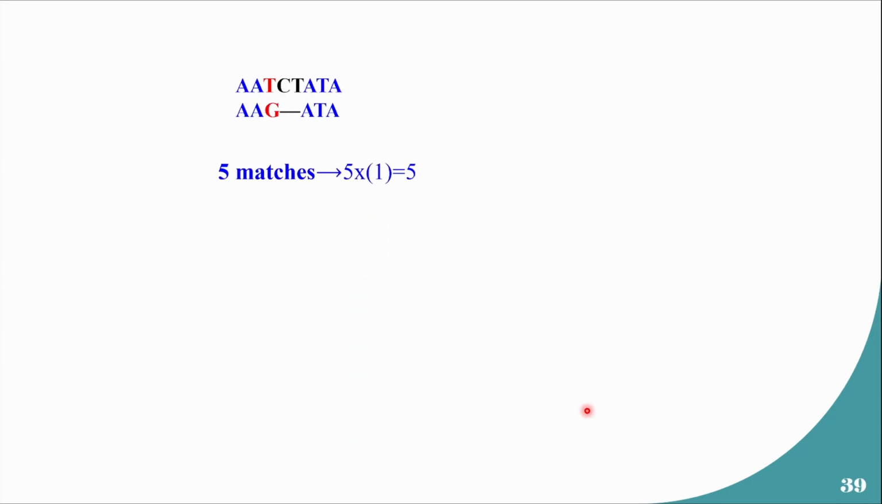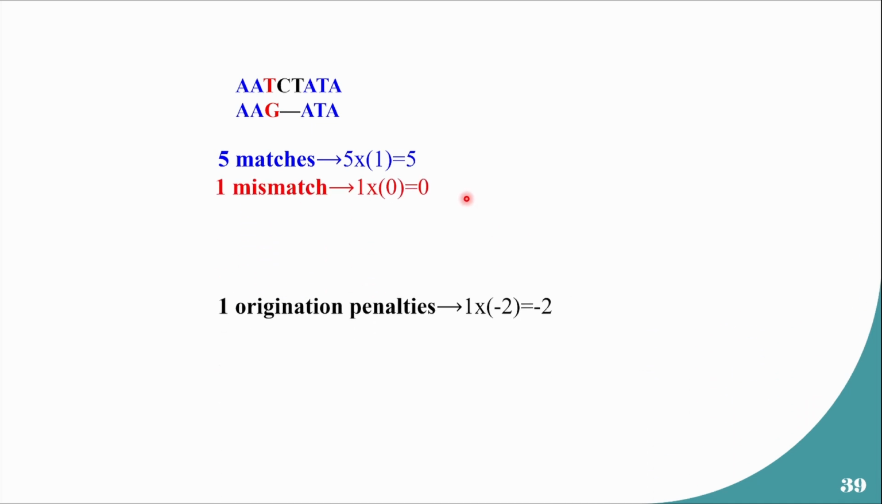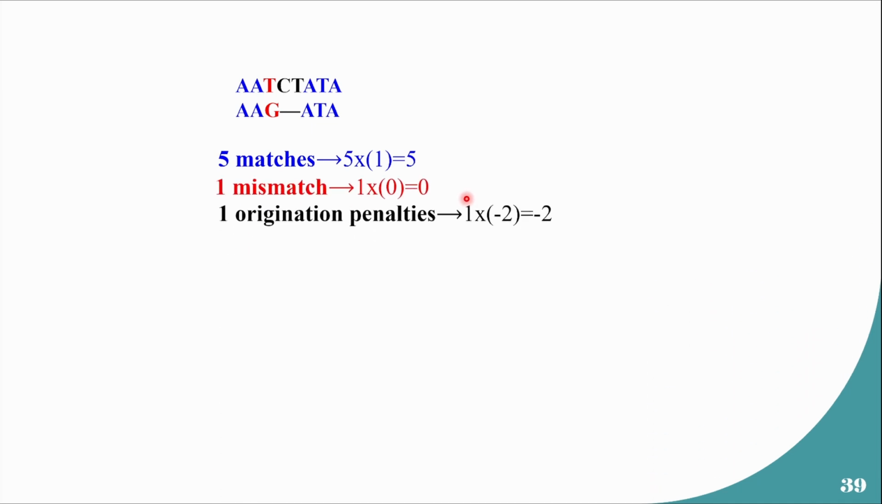And for the third one, if you work it out, you'll see 5 matches, one mismatch, and only one origination penalty in this case because only one origin point of a new stretch of gaps was present, right? So only one origination penalty, and then two length penalties, which will net you a score of +1, right? And the best alignment that will be. So in this case, the third one should be the better one.